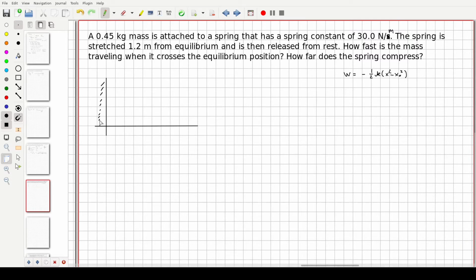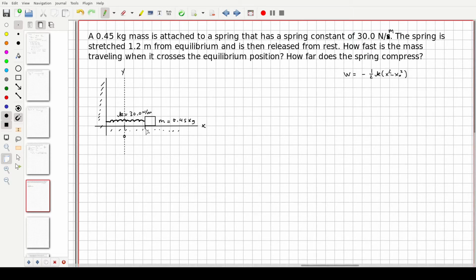So here's your wall. Here's the floor. Here's your spring. Your mass is 0.45 kilograms. There's a spring constant here of 30.0 newtons per meter. This we're going to call the zero. This is going to be our equilibrium position. So really our coordinate system is going to be, and I'll dot the y-axis here so it doesn't get us confused with where the wall is. So this is where the y part of our coordinate system is going to be. And this is x.